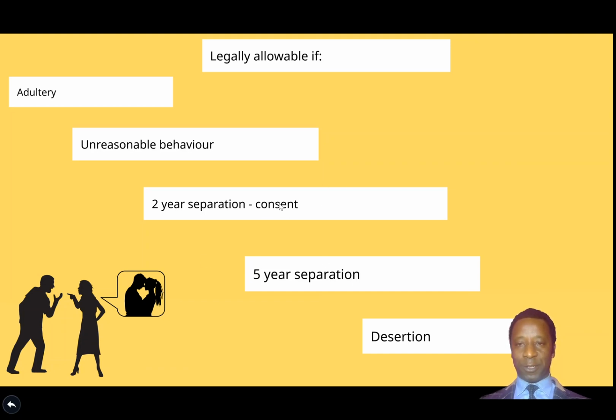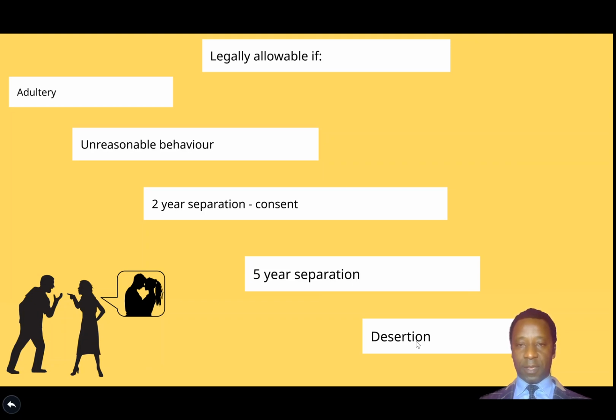If we're talking about a marriage relationship, the judge will look for any of these five pieces of evidence. So the judge will be checking to see if the petitioner, the person who's brought the request, can prove that the other party has been involved in adultery, unreasonable behavior, there's been a separation for 2 years and the other party has provided consent that the divorce should proceed, or there's been a 5-year separation, in which case consent is not required, or the petitioner can prove that they've been deserted.